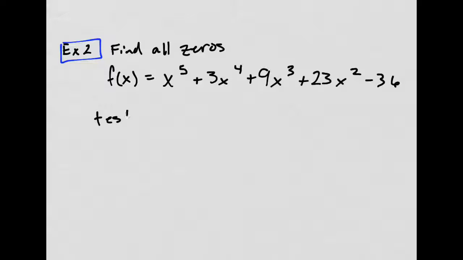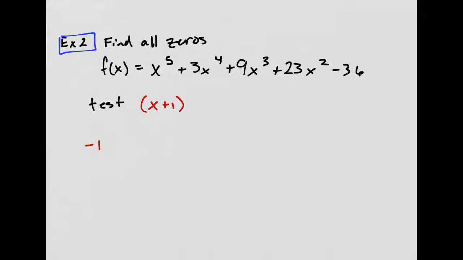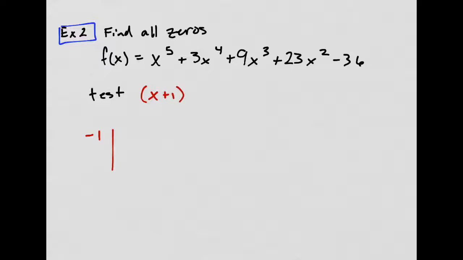First thing I'm going to do, though, is test out, and I'm going to do it in red, x plus 1. That way I can start with negative 1 there. I kind of always want to start with negative 1. It's just my preference. 5, 4, 3, 2, 1. Oh, I need a placeholder. Do you see that? 5, 4, 3, 2, x to the 1 I'm missing, and then no x. So I really have 1, 3, 9, 23, 0, and negative 36. So many people are going to forget that, but you just got to be careful.